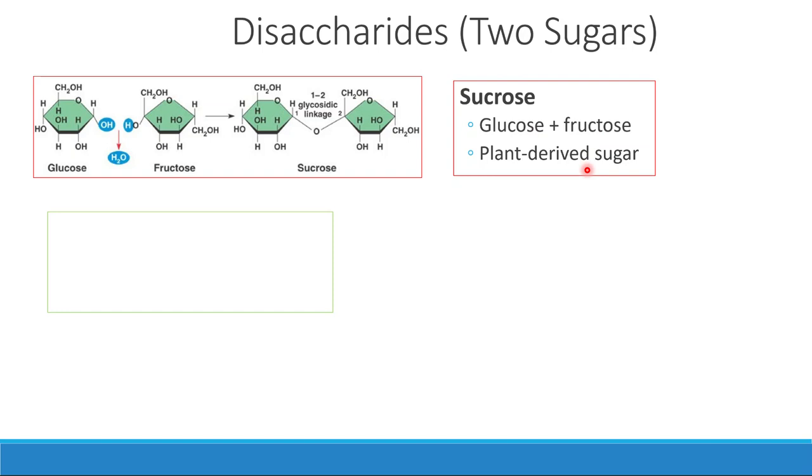So sucrose is a polymer. It's made of multiple pieces. Those two pieces are glucose and fructose. Notice, by the way, you see the note here that says it's a glycosidic linkage or a glycosidic bond. Two sugars being connected to each other.